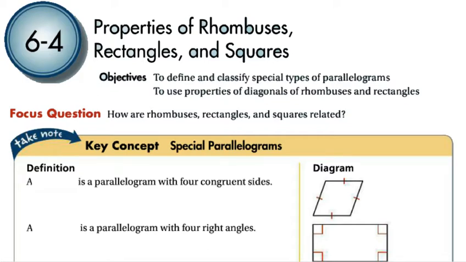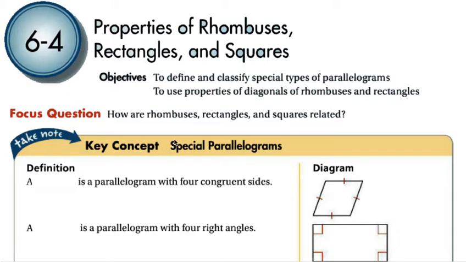Well, welcome back to lesson 6.4, where we will be talking about three different special kinds of parallelograms. We will talk about rhombuses, rectangles, and squares in this lesson. And we are going to talk about special properties of each of these three types of parallelograms, as well as talking about what properties we have when their diagonals intersect each other. So let's go ahead and get started.